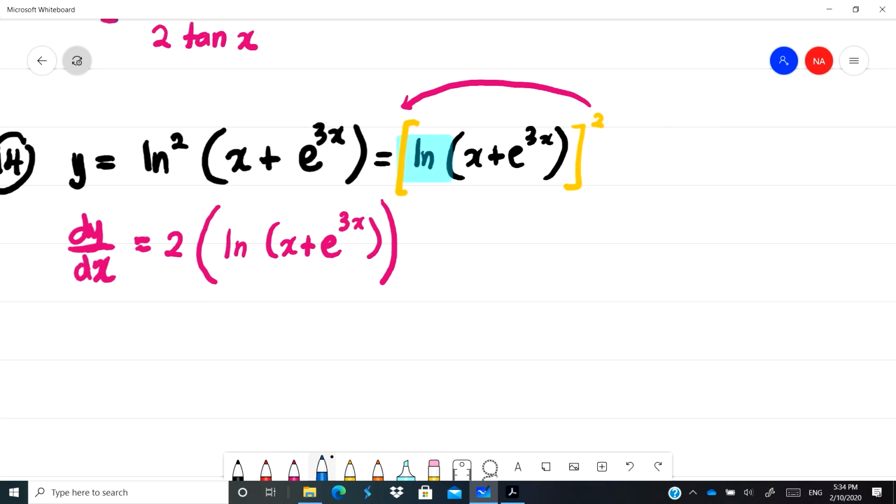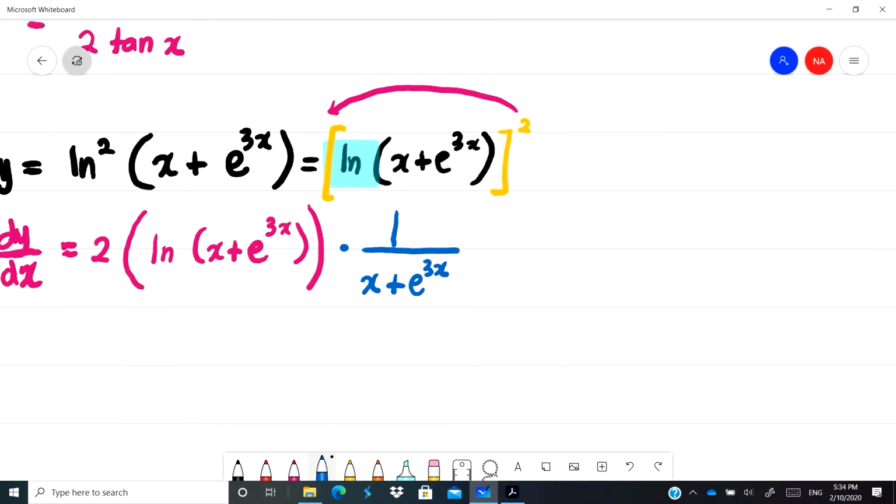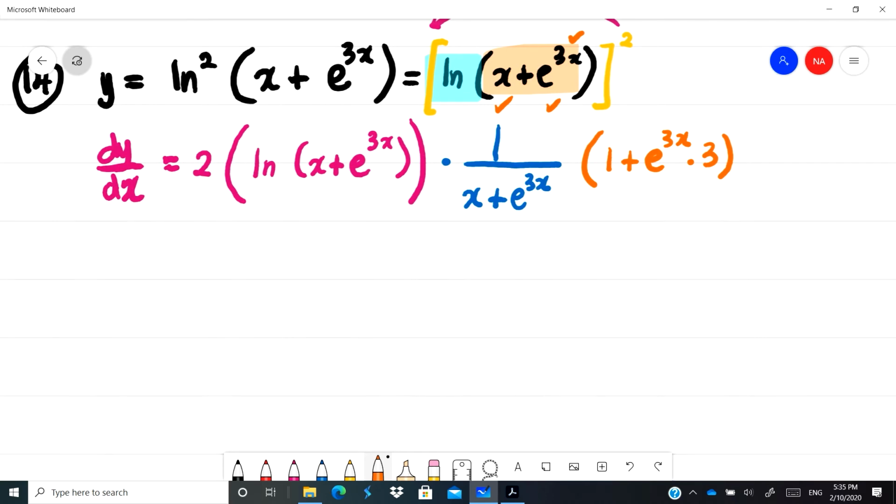Differentiating ln will give you 1 over the one in the bracket, x plus e to the power of 3x. Now you have to go to the innermost bracket, which is x plus e to the power of 3x. Please put in the bracket. Differentiating x will give you 1. Differentiating e to the power of 3x gives e to the power of 3x, but you have to differentiate that 3x, which will give you 3. So try to simplify this one.